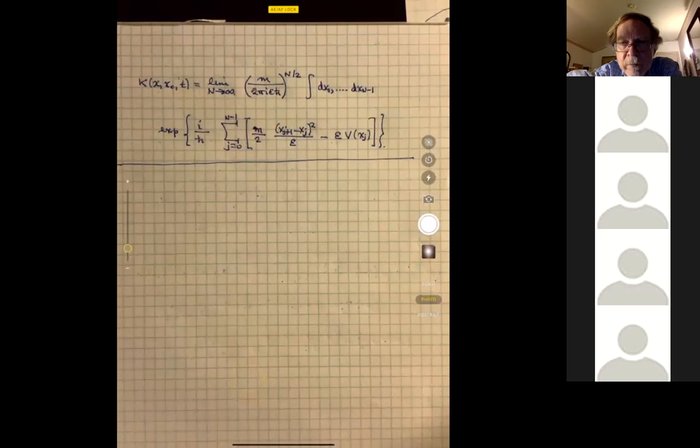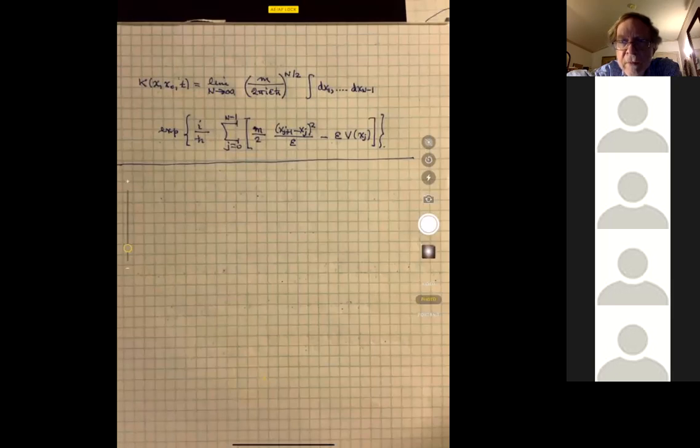Yeah, I think that makes more sense. That's a good phrase to keep in mind. It's the amplitude to find the particle at the final position x at final time t, given that it was at x0 at time t0. Right. Okay. Thank you.